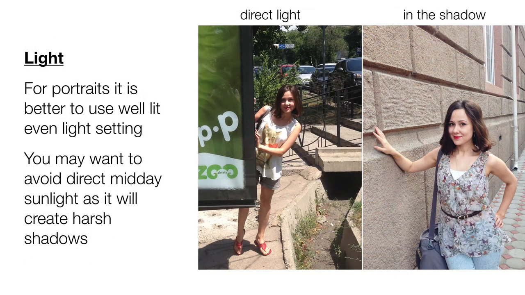As a general rule, iPhone performs best in evenly lit situations. This is especially true for portraits. Here is an example. The image on the left was taken in direct sunlight. The shadows are quite visible and it is not very flattering, especially for a girl's portrait. The second image was taken in a shadow, where the light is even. See how much more flattering it is?